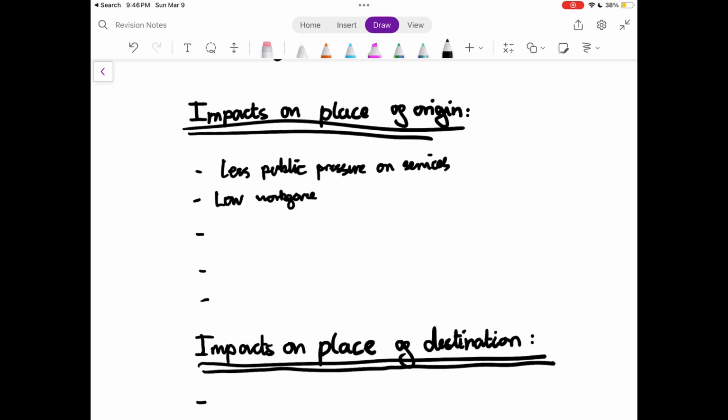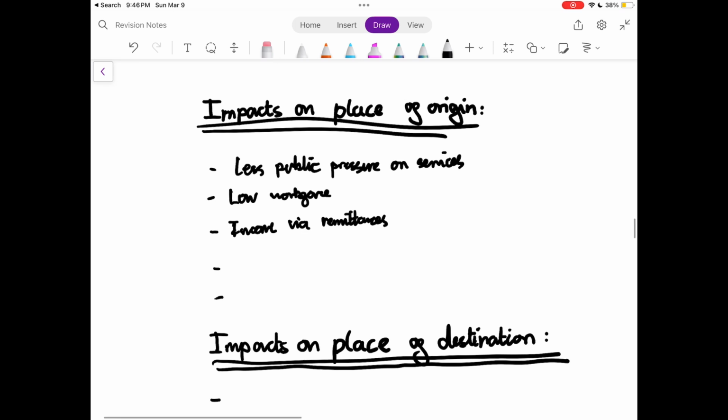And then we're going to go back to another positive impact. So this is income via remittances. And we need to know what remittances are. They are basically income that comes from abroad. So for example, remittances may be received in Mexico from migrants in the US. So that's what they are.